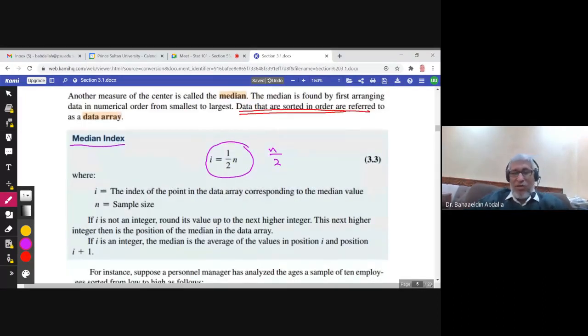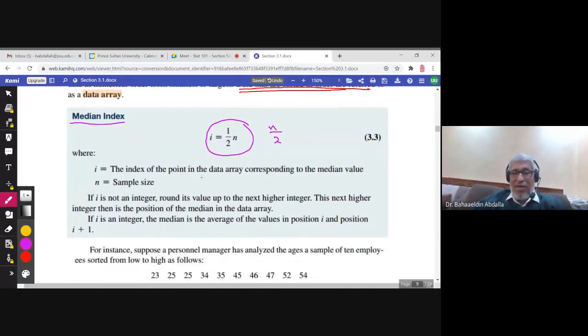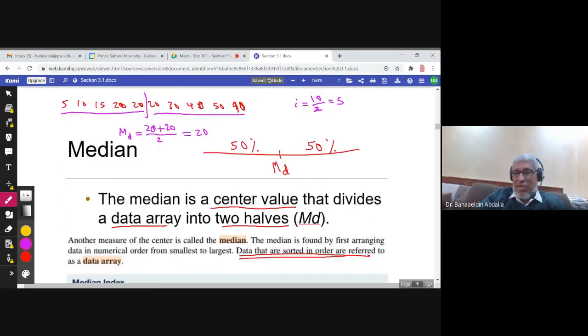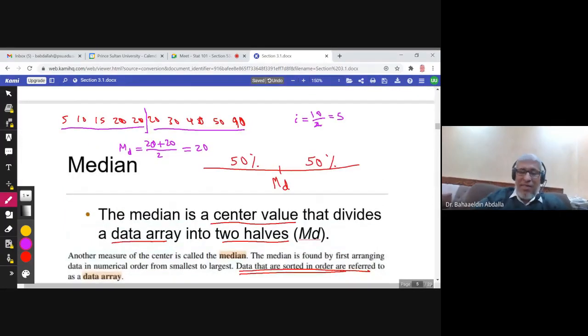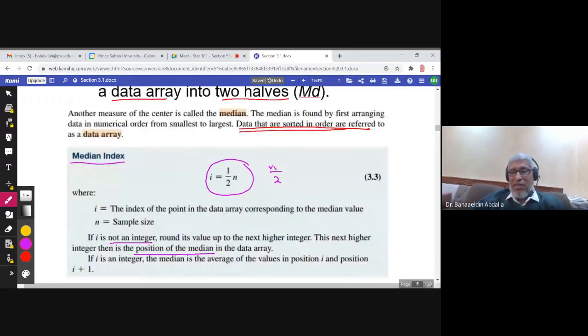Okay, so what if we find the median index? Why do we find the median index? We find the median index to locate the position of the median. Where is the median? If I is not an integer, in our case it's an integer, it is 5. But assume that the numbers are 11, not 10. 11 divided by 2 would be 5.5. It's not an integer. What to do? Round the value up to the next higher integer. So 5.5, round it up to 6.